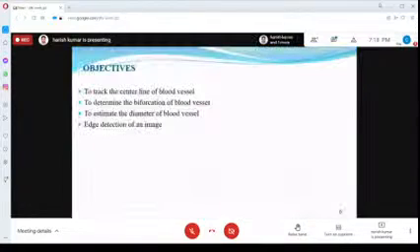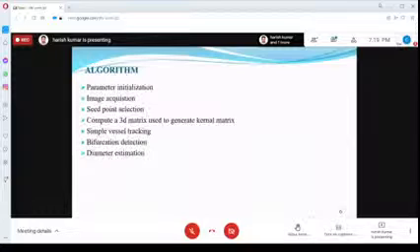The main objectives are to track the center line of the blood vessel, to determine the bifurcation of a blood vessel, to estimate the diameter of a blood vessel, and edge detection of an image. In this, I'm going to use the Gaussian algorithm. First is parameter initialization, second is image acquisition, third is seed point selection, and fourth is computing a 3D matrix used to generate the kernel matrix, simple vessel tracking, bifurcation detection, and diameter estimation. These are the steps involved in my algorithm.